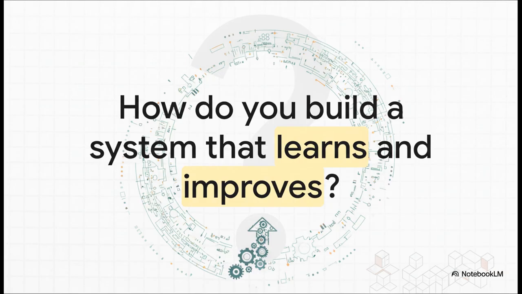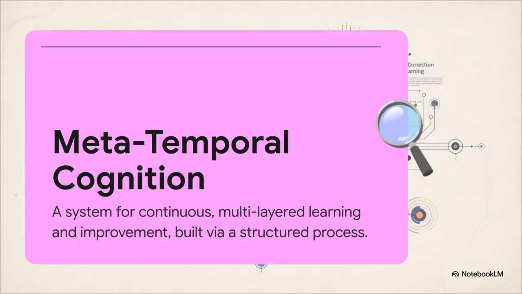And that's really the core question, isn't it? How do you create something that doesn't just blindly follow instructions, but can learn from its experiences and improve all on its own? This is the fundamental challenge that this whole architectural blueprint is designed to solve. And the answer, the big idea here, is something called Meta-Temporal layered cognition. Yeah, I know, it's a total mouthful.